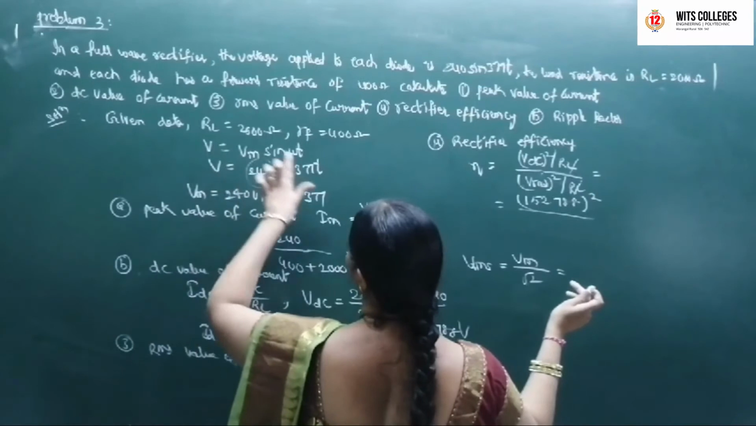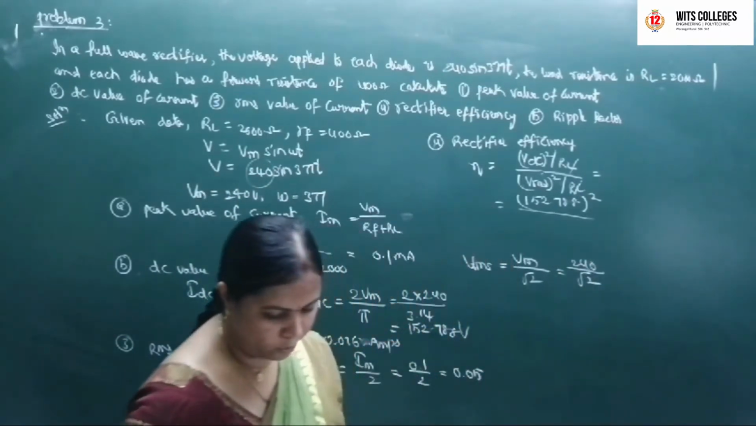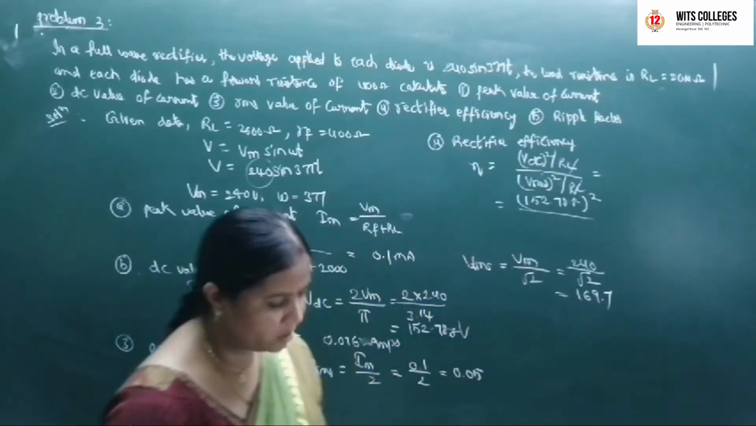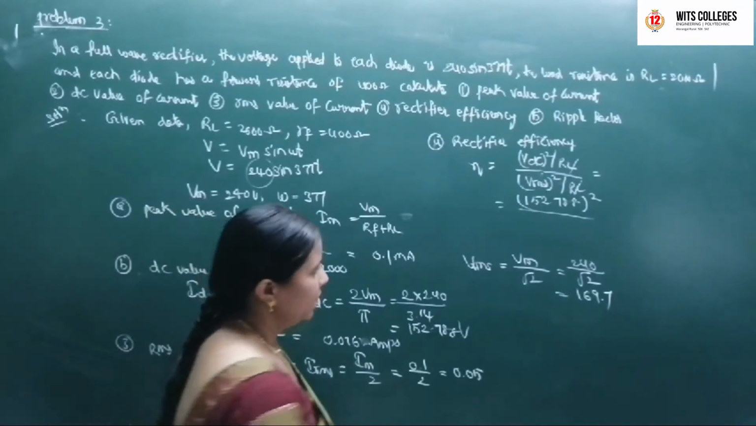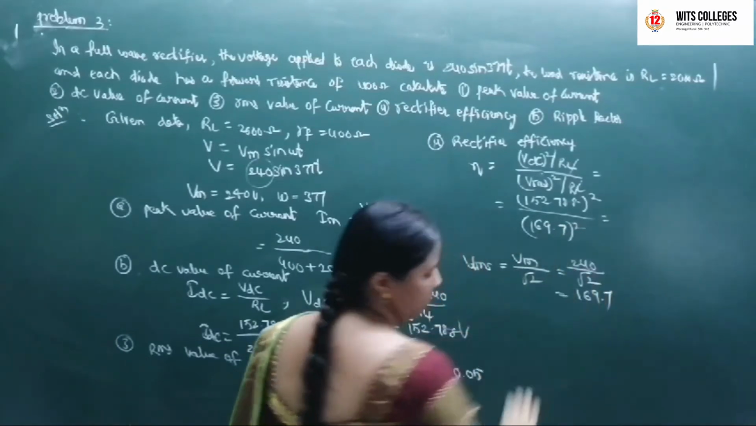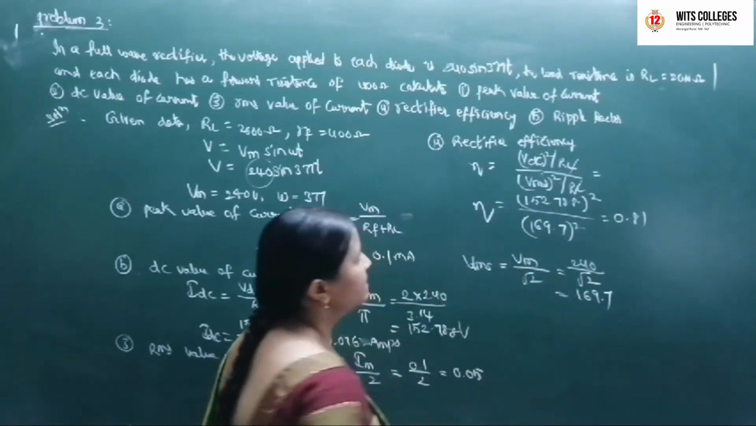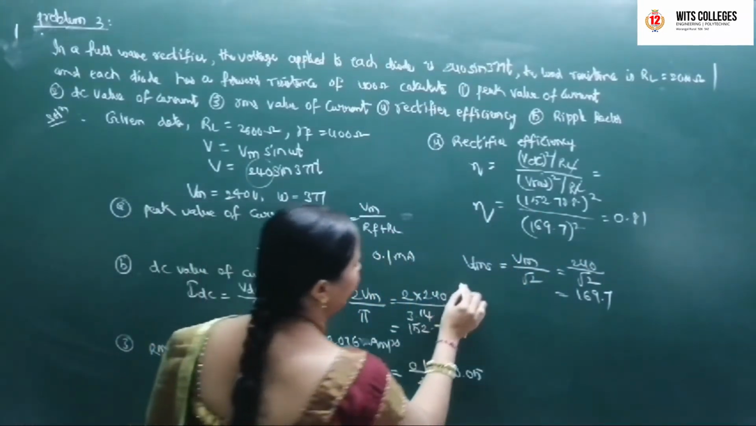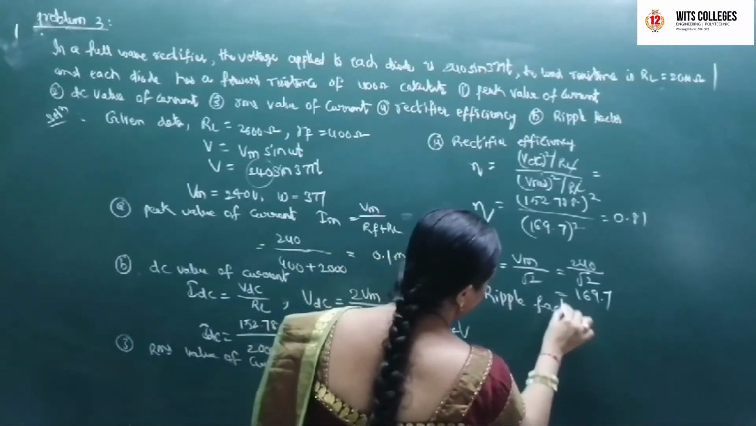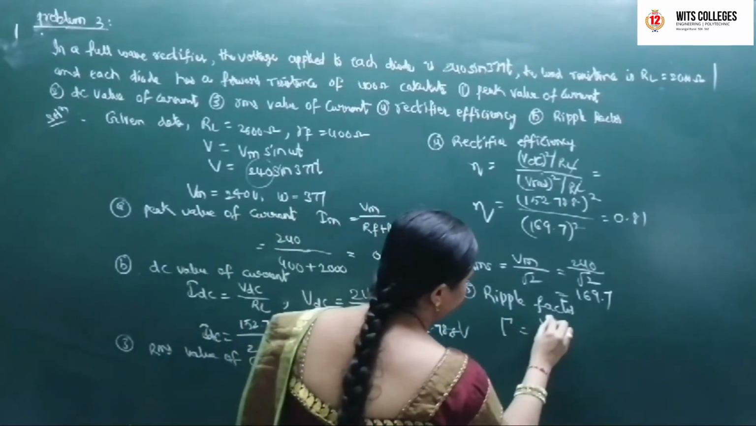so we have to calculate the VRMS. VRMS for full wave rectifier is Vm by root 2. Vm value is 240 by root 2. If you calculate this, you will get 169.7. So if you substitute this VRMS in this equation, 169.7 whole square, you will get the value 0.81. This is the efficiency of the full wave rectifier.